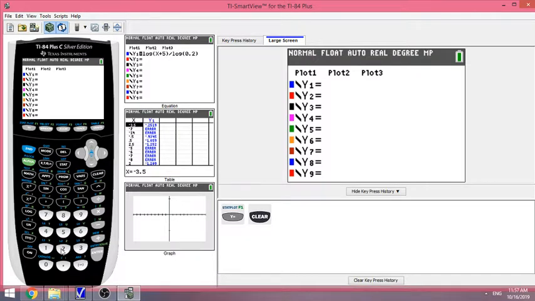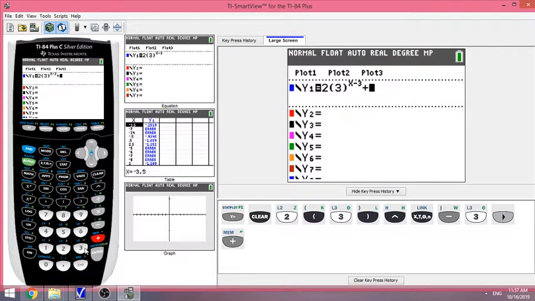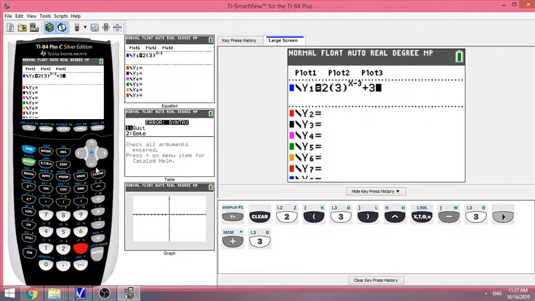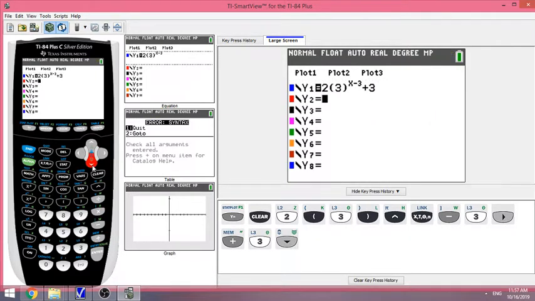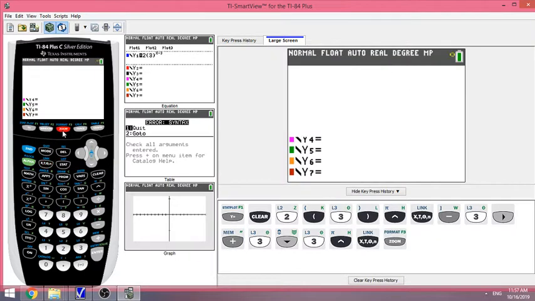So let's start off with 2 times the quantity 3 to the power of x minus 3, and then plus the constant 3. And then we want to compare that with the parent function, which is 3 to the power of x. So for y2, we put in 3 to the power of x, and then you want to go to zoom standard.